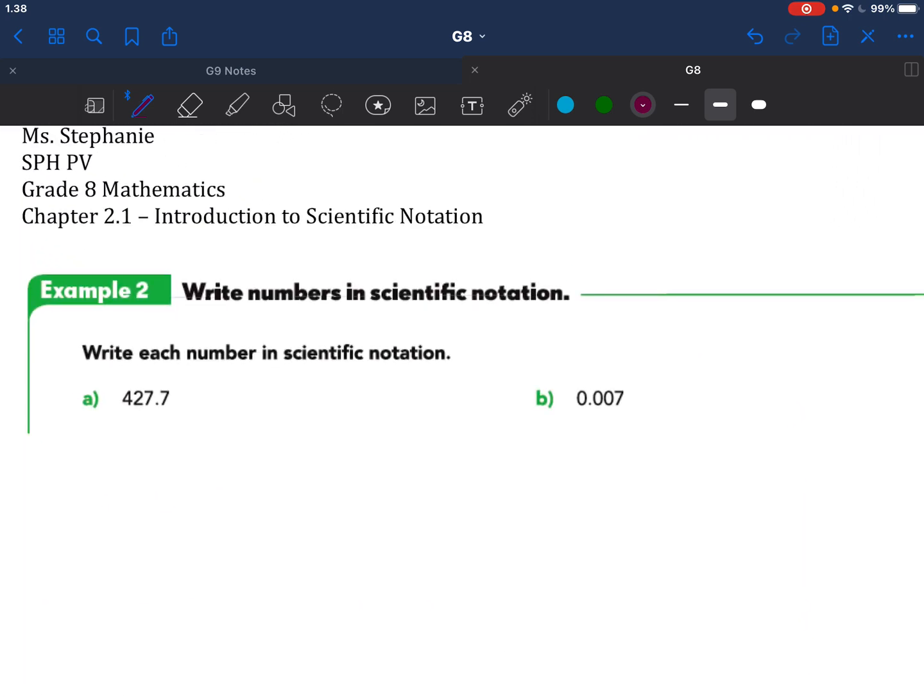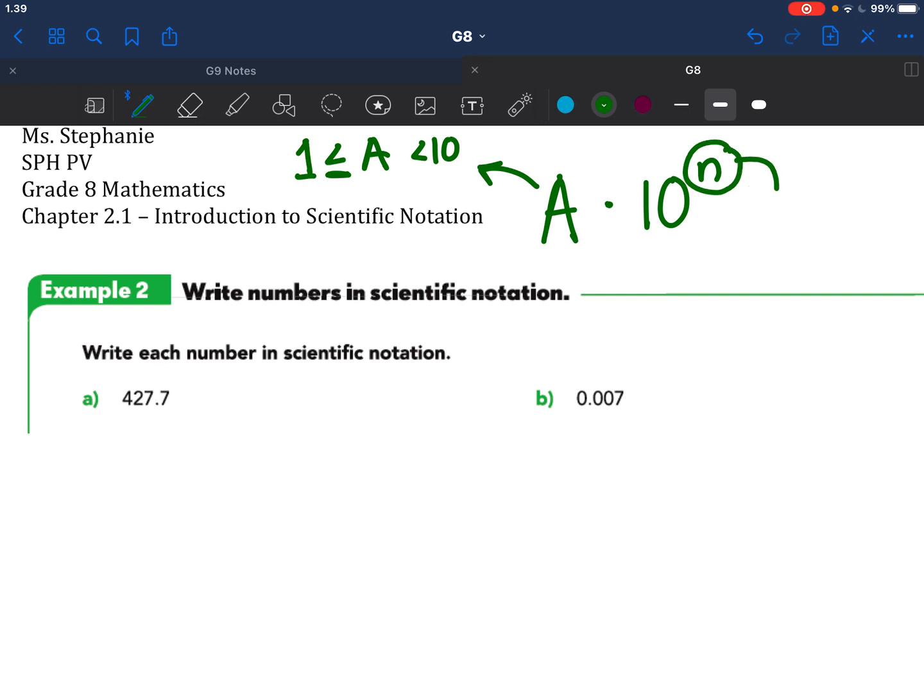Now I want you guys to rewrite from standard form to scientific notation. We're going to go over the first one here together. So it says 427.7. Let's rewrite that in scientific notation. Okay, again, I'm going to give you a reminder. The coefficient is supposed to be between 1 and 10, including 1 but excluding 10. And n here has to be an integer, or a whole number which is positive or negative. Alright.